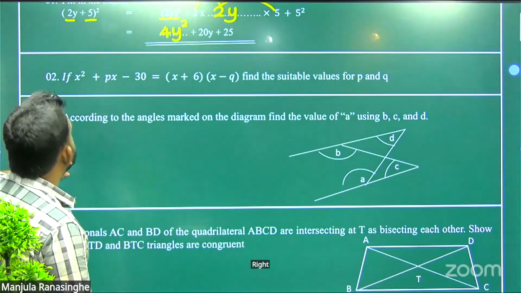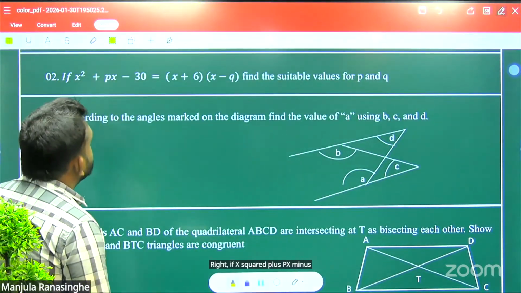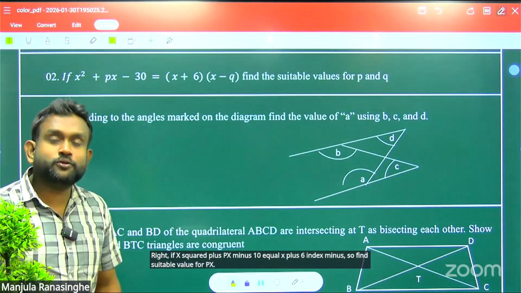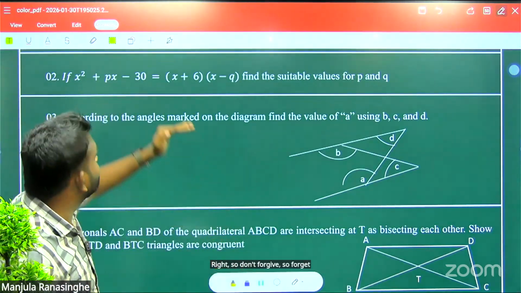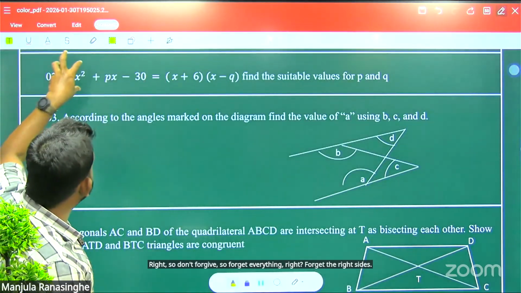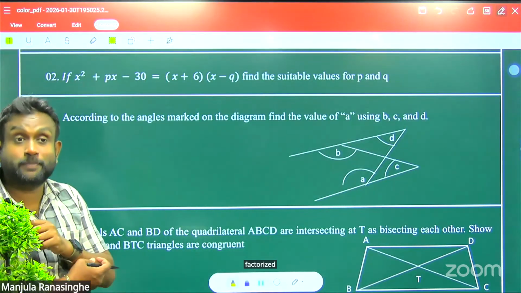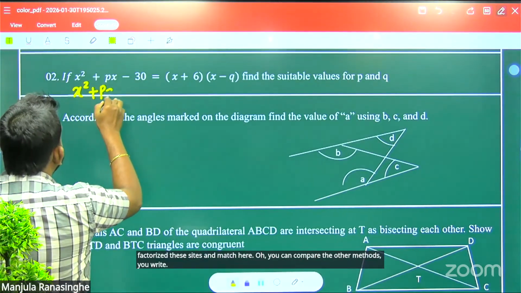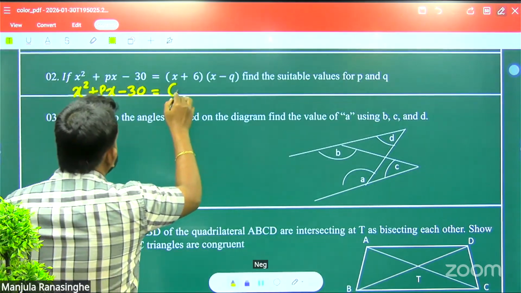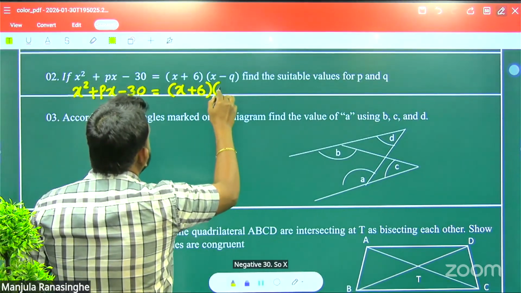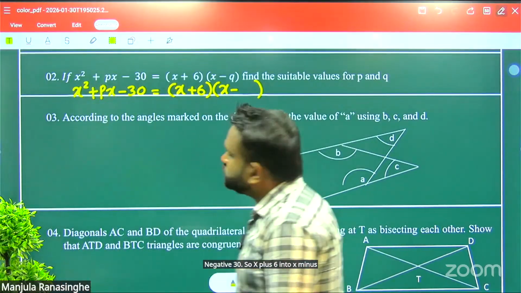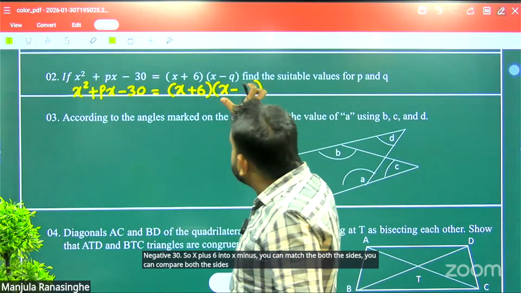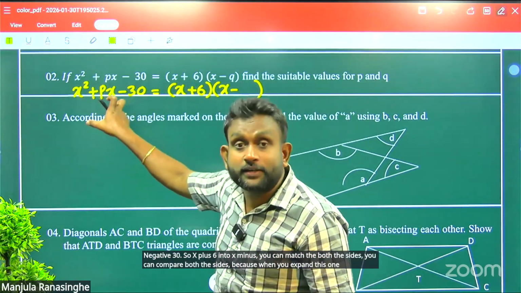If x squared plus px minus 30 equals (x + 6)(x - q), find a suitable value for p. So forget the right side for now. Factorize these sides and match here, or you can compare by the other methods. You write negative 30, so (x + 6)(x - q), you can compare both the sides, because when you expand this one it should match these sides.